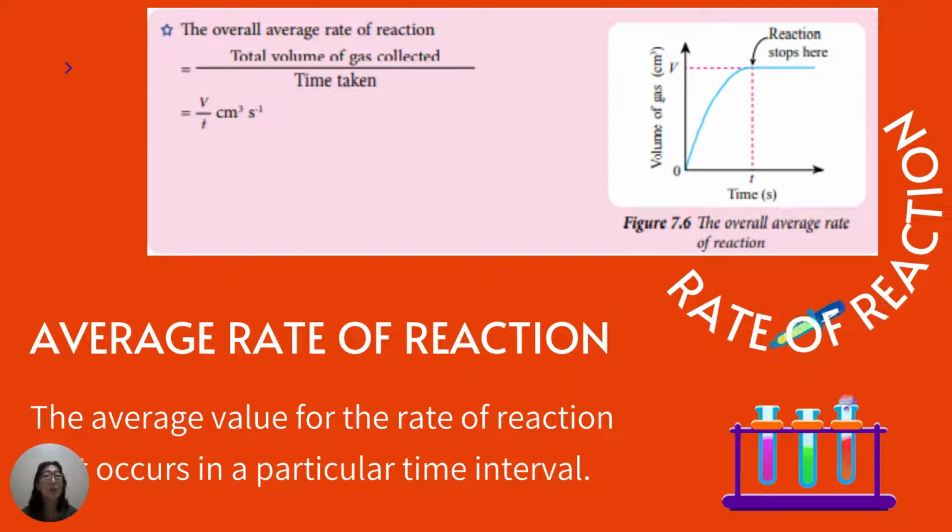For example, the overall average rate of reaction can be measured by using the total volume of gas collected per time taken. If you refer to figure 7.6, the overall average rate of reaction can be measured by using the volume of gas collected from the beginning until the time mentioned. So here you can use the volume V per time taken T, and the unit will be centimeter cube per second based on this graph, because the unit in use is centimeter cube and the time is second.